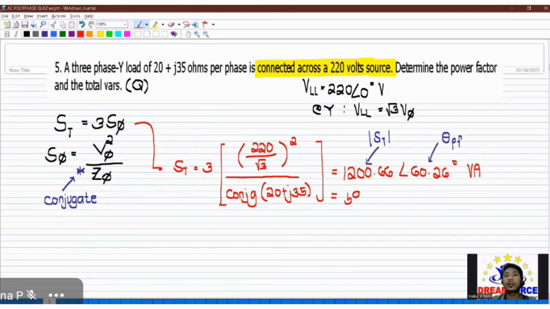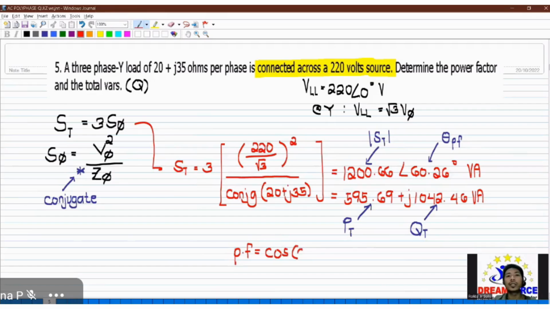So this is also equivalent to 595.69 plus J of 1042.46 volt-ampere. Pag sa rectangular naman, yung real part, yan yung real power or your P, and then yung imaginary part, yan yung ating reactive or Q. Kunin natin si value ni power factor. It is just the cosine of your power factor angle.